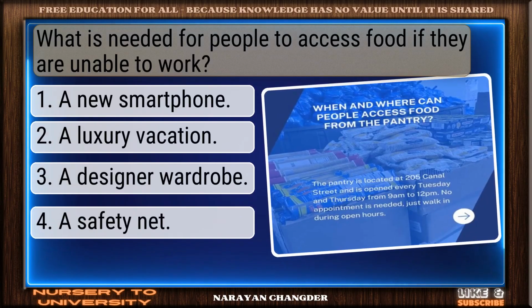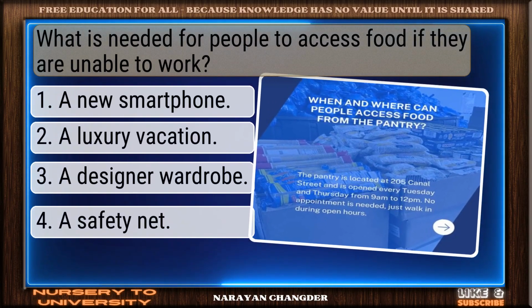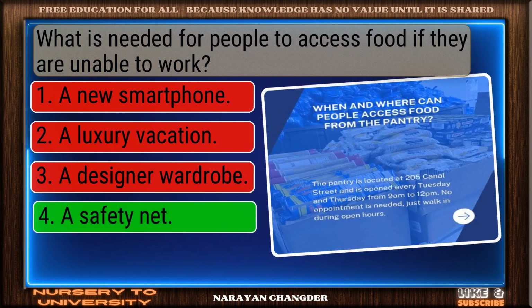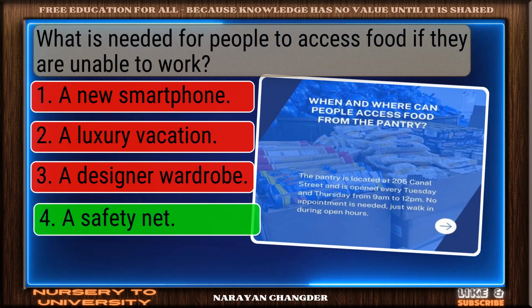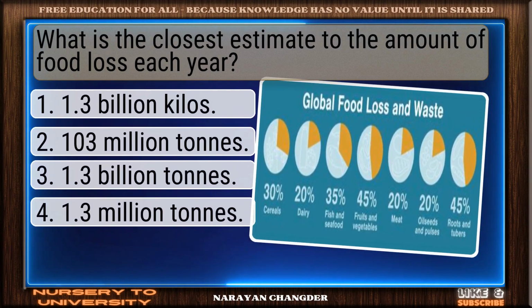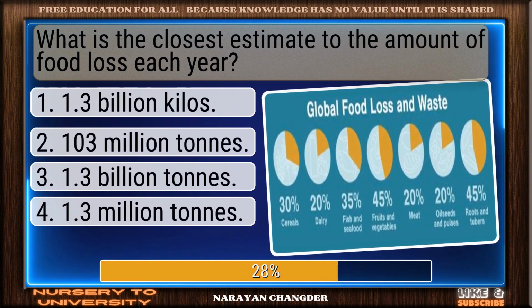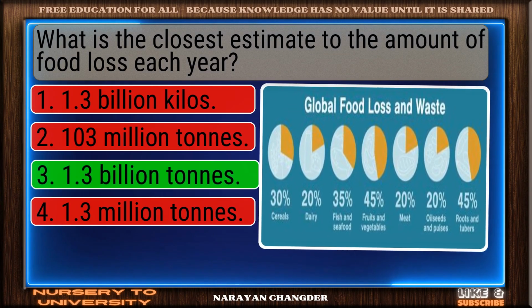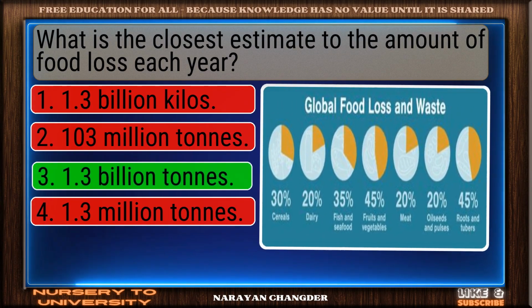What is needed for people to access food if they are unable to work? Great job. A safety net is the accurate answer. What is the closest estimate to the amount of food loss each year? Smart move. 1.3 billion tons is an accurate answer.